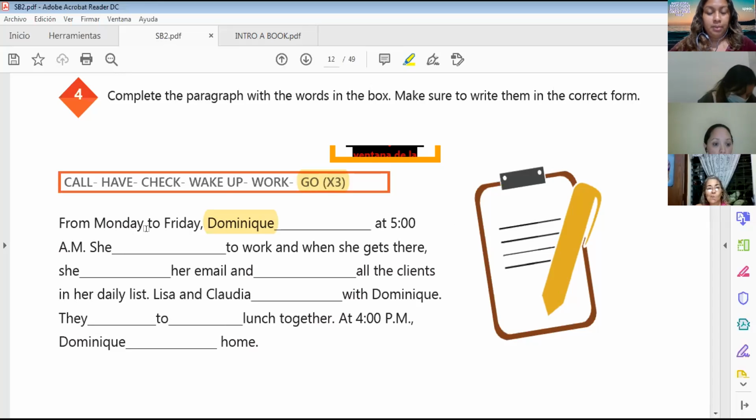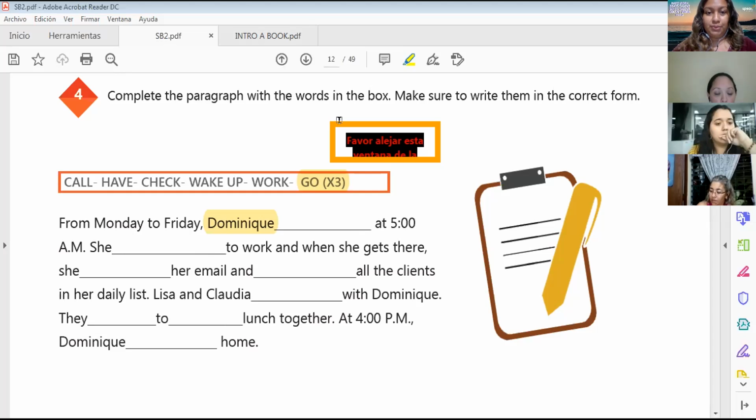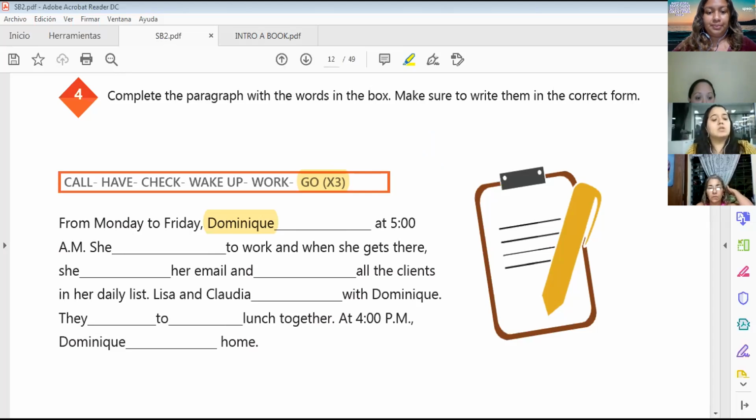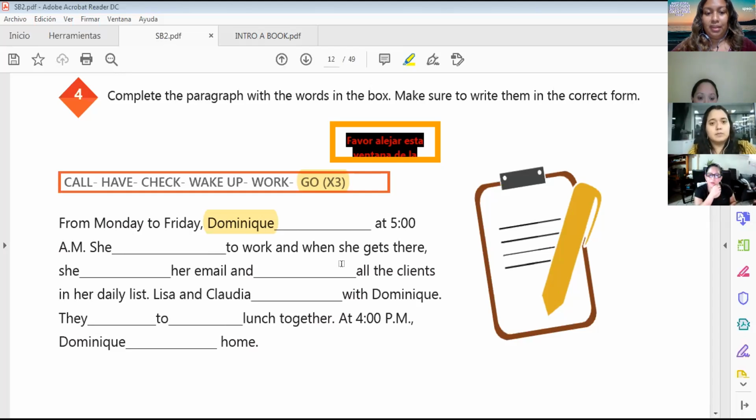So it says, from Monday to Friday, Dominique wake up. But do we say wake up or wakes up? Wakes up. Okay. Dominique wakes up at 5 a.m. She goes. She goes. Right. Okay. She goes to work. Repeat it with me. She goes to work.